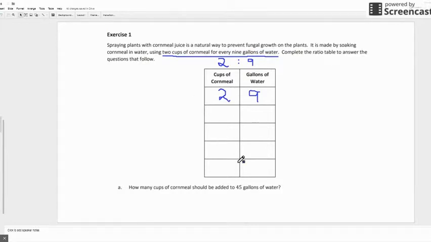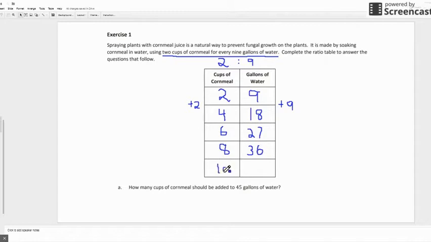Now let's complete this table down here. For the cups of cornmeal, we're going to add 2 each time because that's the number given here. And for the gallons of water, we're going to add 9 each time. So let's simply go through the addition. 2 plus 2 is 4. 9 plus 9 is 18. Keep going. 4 plus 2 is 6. 18 plus 9 is 27. Continue to go. 6 plus 2 is 8. 27 plus 9 is 36. And of course, the last one, go ahead and add it.